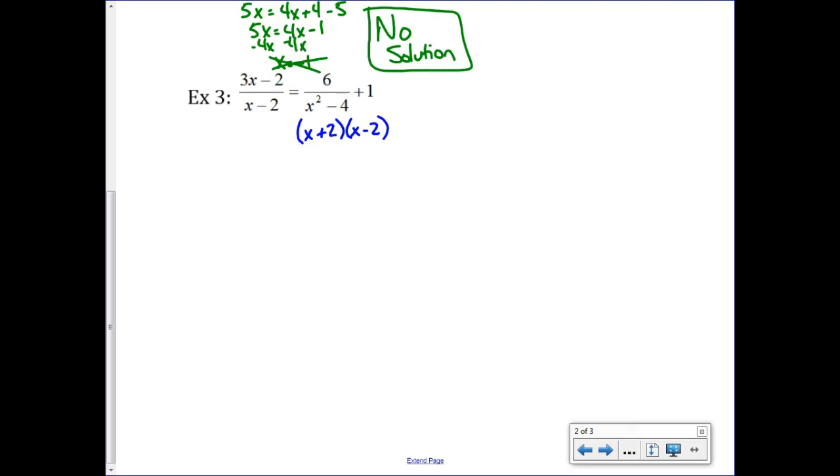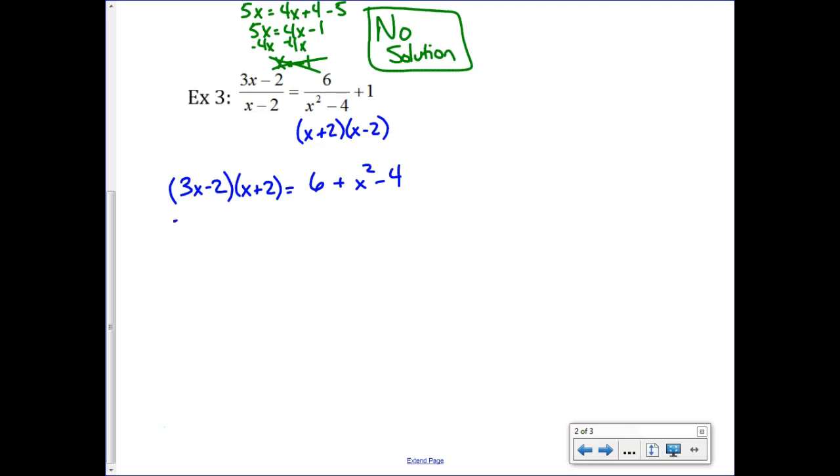So if I multiply this first one by x plus 2, x minus 2, those x minus 2's will cancel out. So then I just need to multiply by x plus 2. On the next one, the 6 doesn't actually get multiplied by anything because the x plus 2, x minus 2 will cancel that denominator out. And on this last one, I'm going to have 1 times that whole thing. X plus 2, x minus 2 is really x squared minus 4. And I'm just going to leave it like that. I'm going to go ahead and put it back together because I'm multiplying everything back together at this point anyway so that I can simplify.